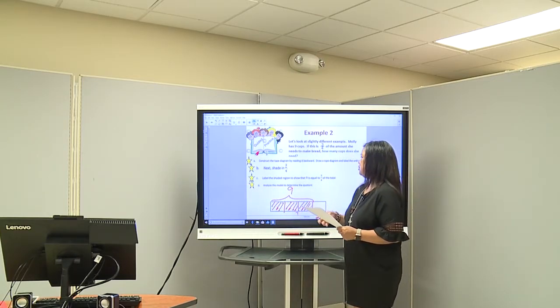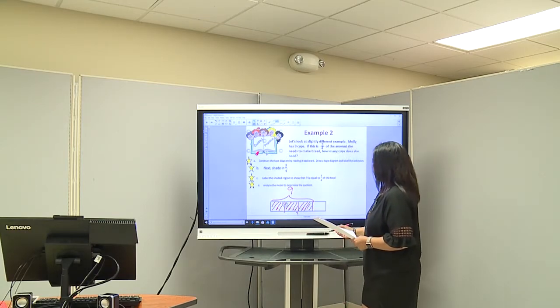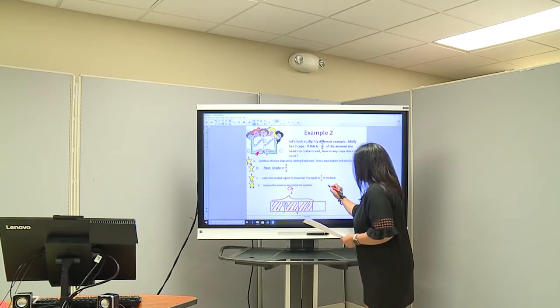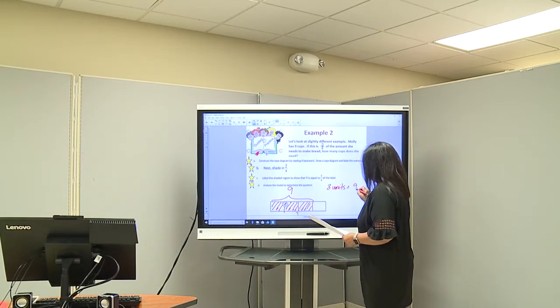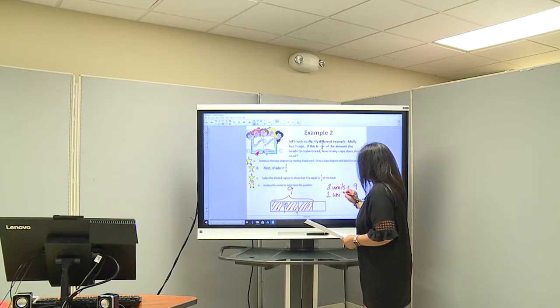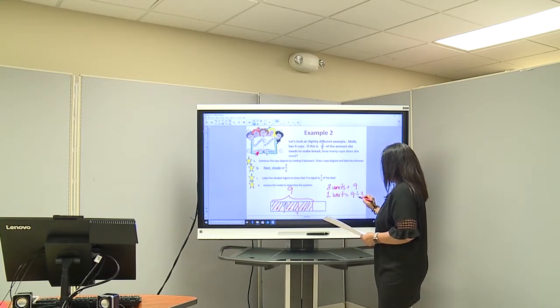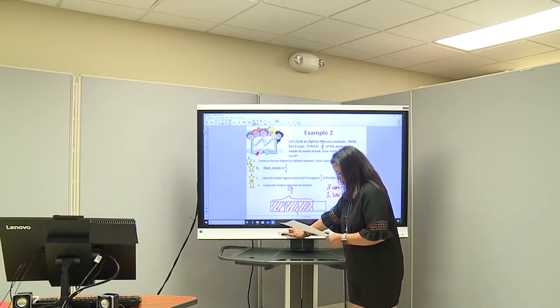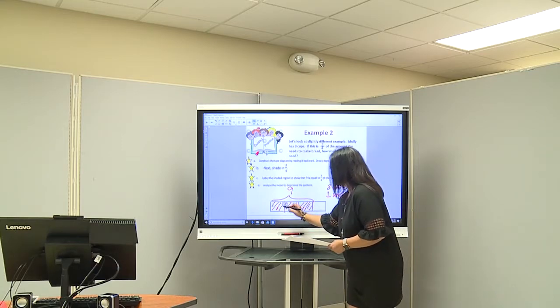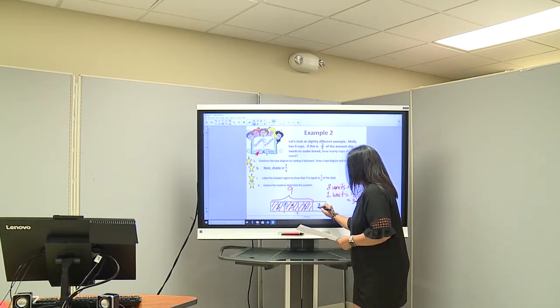Analyze the model to determine the quotient. Okay, so let's try that. 1, 2, 3 units represents 9. Okay, I want to know how much 1 unit is. So what do I do? 9 divided by 3 units will give me 3. So in other words, each of these units is 3. So let me label that. This is 3, this is 3, this is 3, and this is 3.